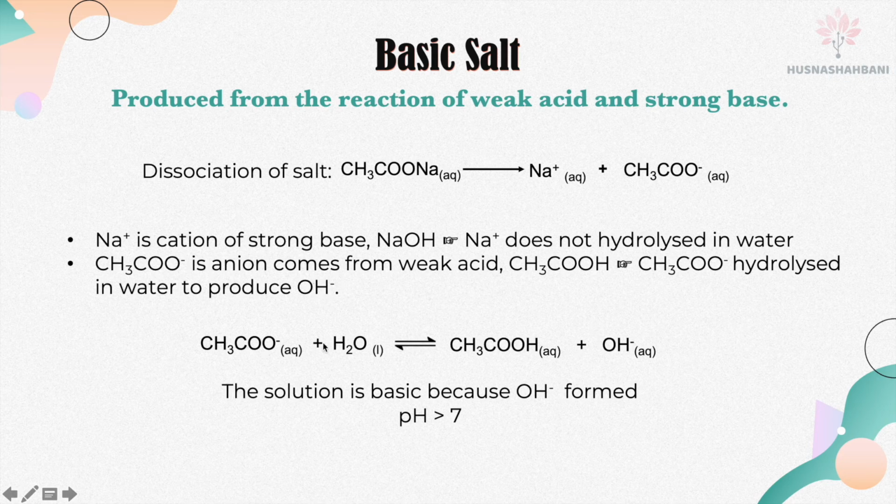So this is the equation for the production of OH minus. The CH3COO minus anion hydrolyzes in water to produce CH3COOH plus OH minus. So here OH minus is produced. When OH minus is produced, the solution is basic. So the pH value is more than 7 because the solution is basic.